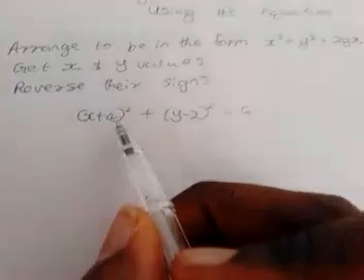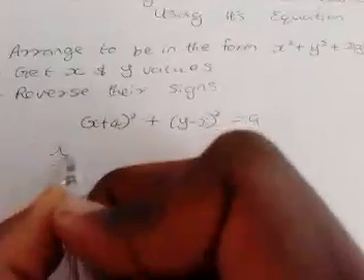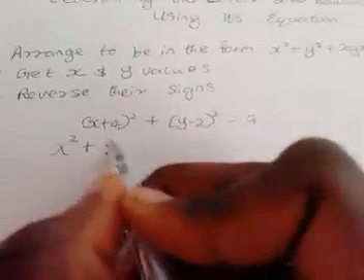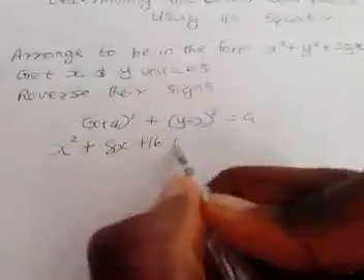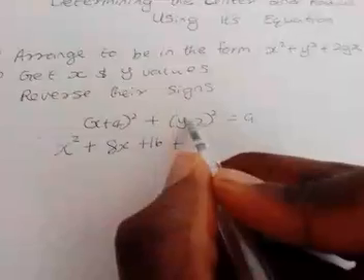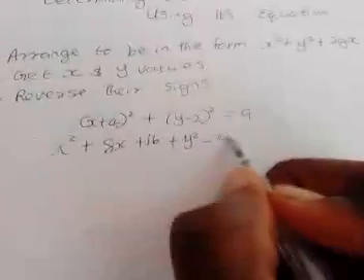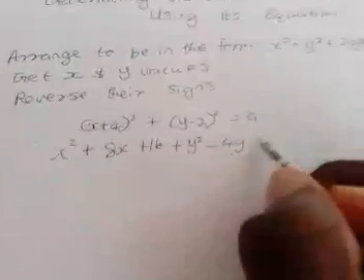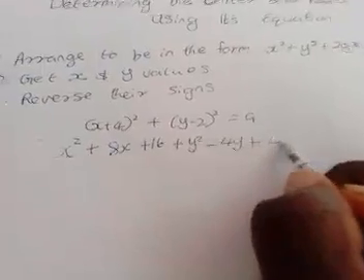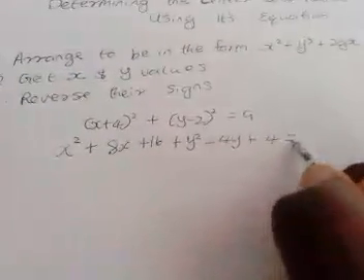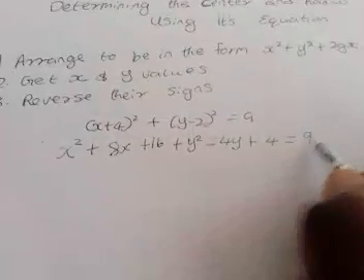So we are going to start with this given equation. We are going to expand this. I'm going to have x squared plus 8x plus 16. And I'm also going to expand this to be y squared minus 4y plus 4, which equals 9.